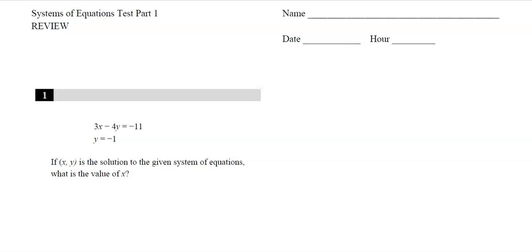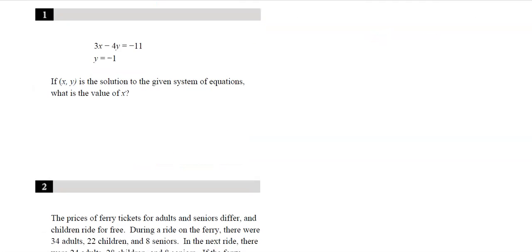All right, systems of equations test, part 1 review. Most of these problems do not deal with the infinite or no solutions. They also don't have fractions in them. Part 2 has a little bit of the tougher questions. So let's get right into it.